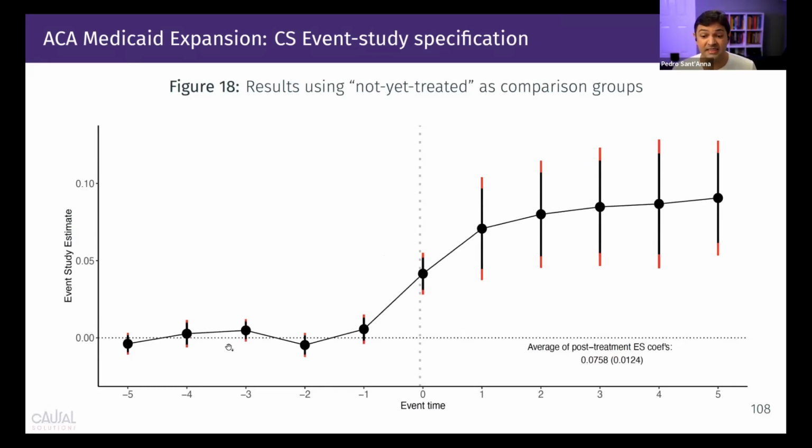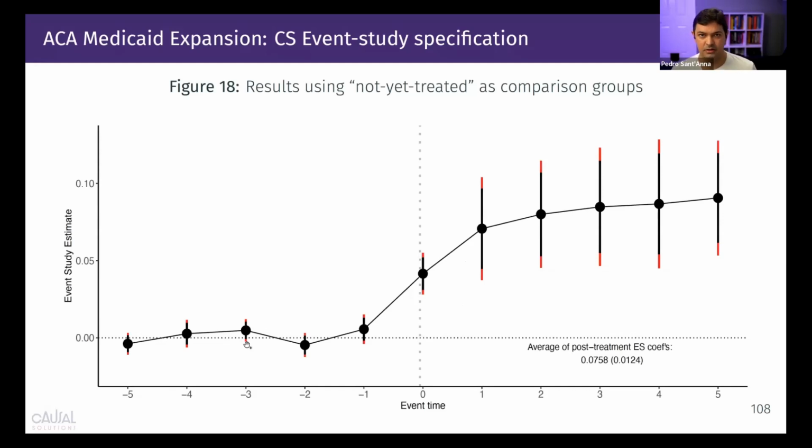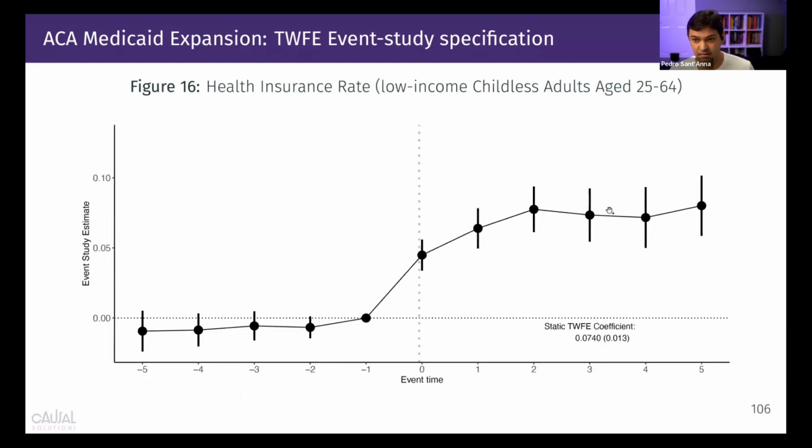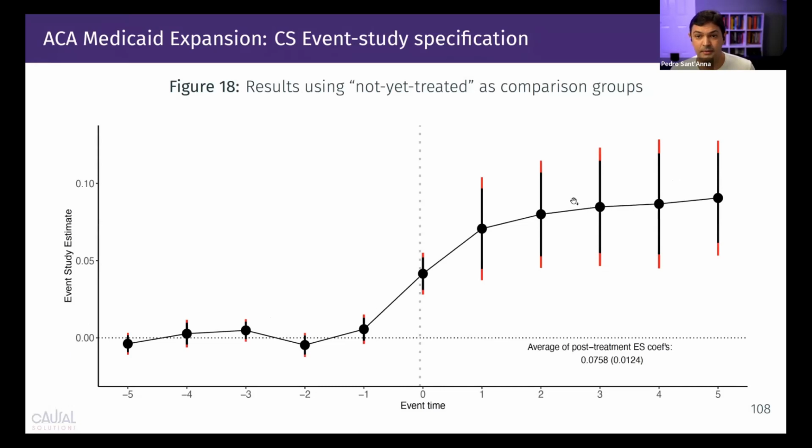We can repeat exactly the same exercise using the not yet treated as a comparison group, right? And all in all, these results are very similar to those which we have seen in TWFE, right? So this is the TWFE regression. This is Callaway and Santana.